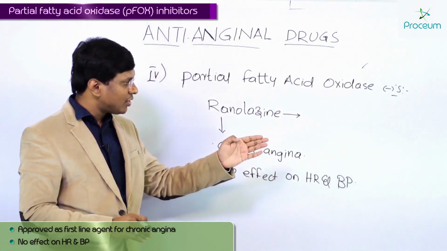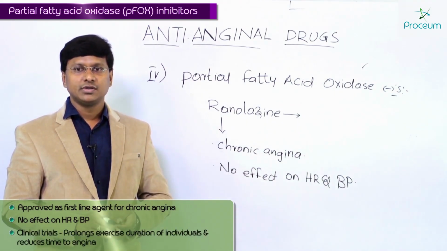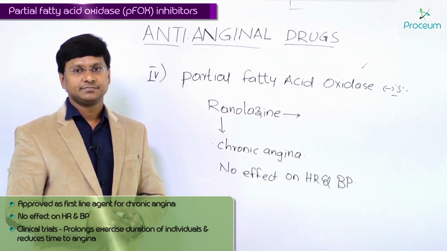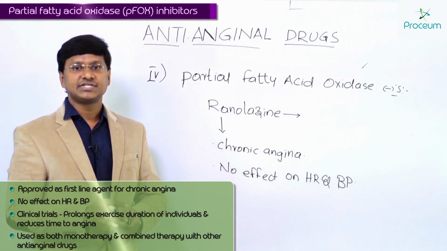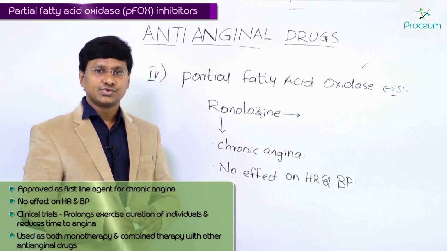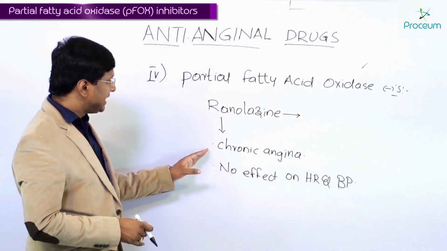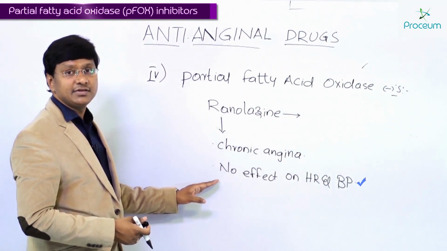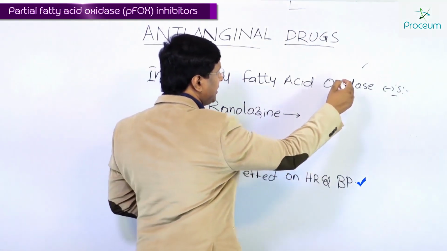It has also been shown in clinical trials to prolong the exercise duration of the individual and time to angina. It is used both as monotherapy and when administered with conventional anti-anginal therapy. So these are the few points about ranolazine. It is a first line agent in chronic angina. It has no effect on the heart rate or the blood pressure of the individual.